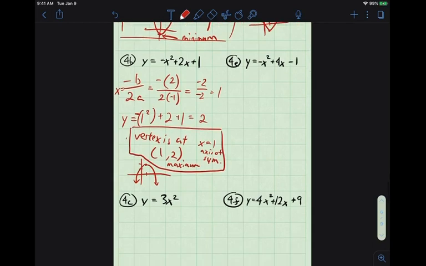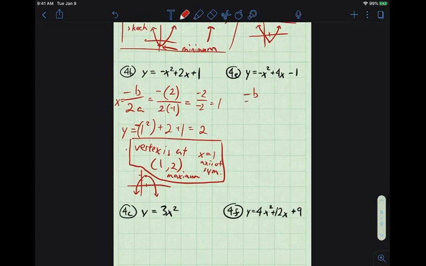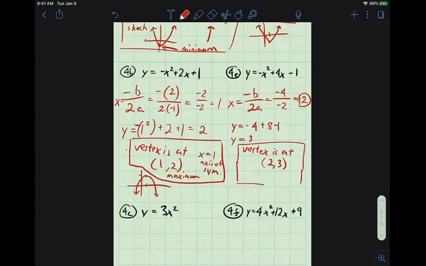This one also, it's going to open downwards. Negative b over 2a, negative 4 over negative 2 gives us positive 2. Vertex is at 2, 3. Then we're going to see that this one is also a maximum.